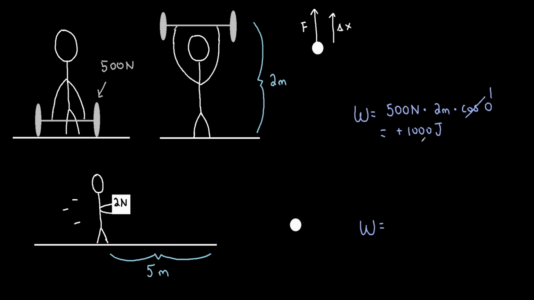Now let's do the second problem. In the second problem, let's say you're holding a box steadily in your hands and it weighed 2 newtons and you traveled 5 meters to the right. And we want to know how much work has been done. Well, first we have to draw the free body diagram. So the direction of the force is in the upward direction because you're keeping the box from falling to the ground. And the displacement of the box is to the right.